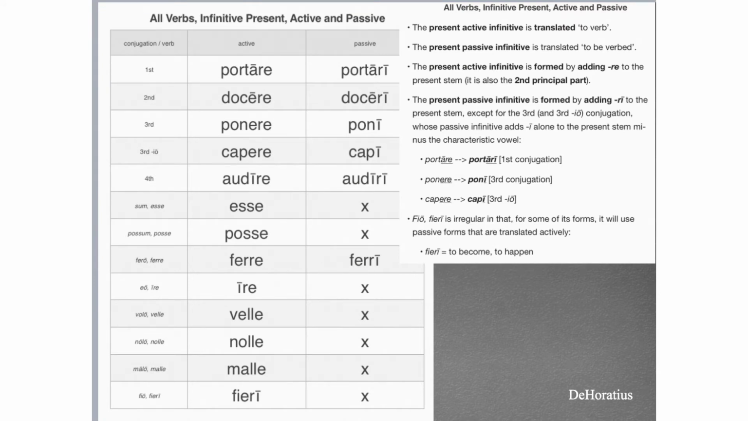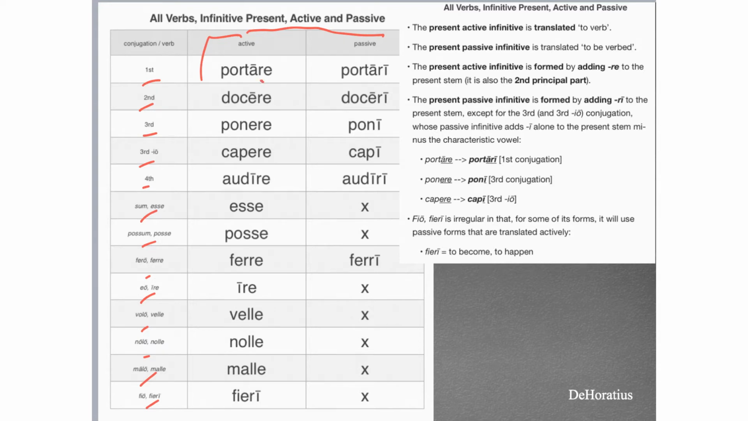So here are your present active and passive infinitives. And if you remember, the present active infinitive is the second principal part. It's that RE form. So here you have infinitives for all the conjugations, as well as the irregular verbs, or certainly the most common irregular verbs. All right. In the right-hand column are the passive infinitives, the present passive infinitive.